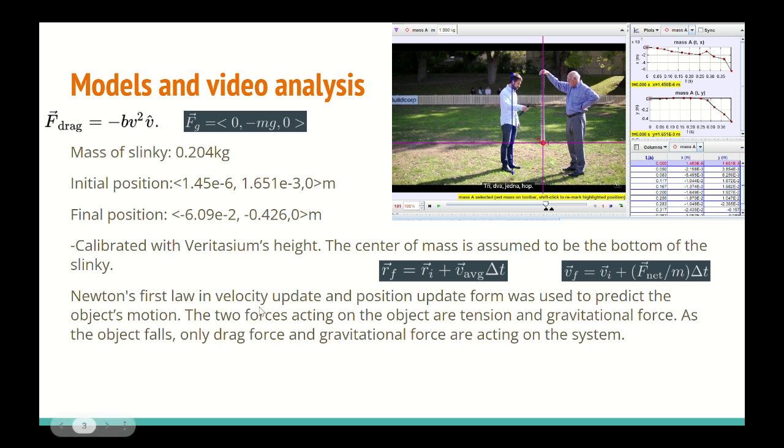Newton's first law in velocity update and position update form was used to predict the object's motion. The two forces acting on the object are tension and gravitational force. And then as the bottom of the slinky falls, only drag force and gravitational force are acting on the system. The system is the slinky, while the surroundings is the Earth.